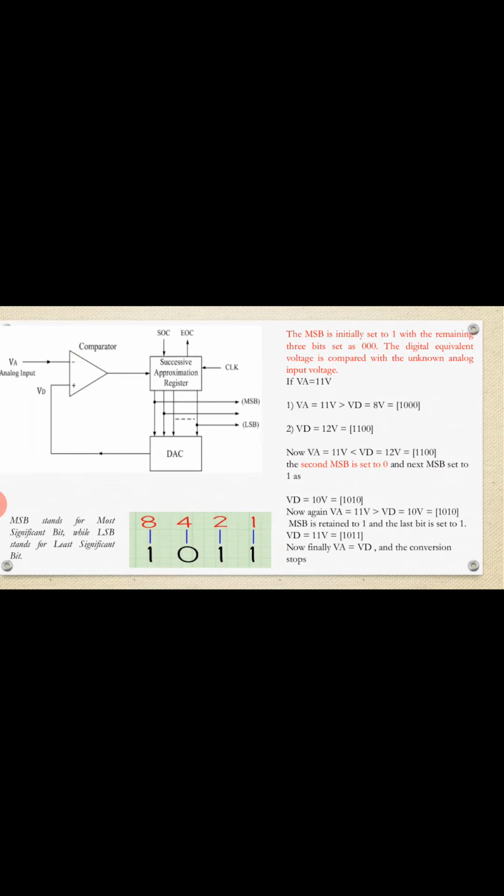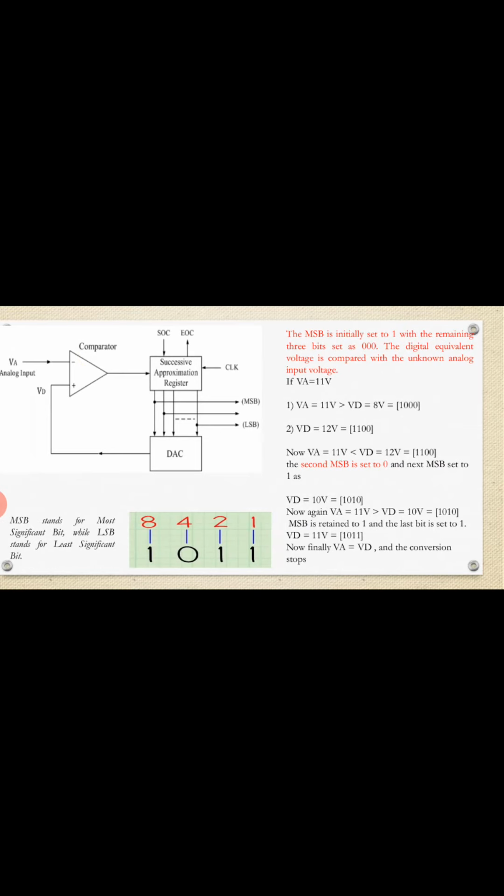Now again it checks VD against the VA analog voltage. 10 volt is less than 11 volt, hence the third bit is kept as it is, 1, and the next bit is set to high, means 1. So now the value becomes 1011. 1011 is nothing but 11 volt. Now VA equals VD, so the conversion stops. Here the analog is converted into the digital form.